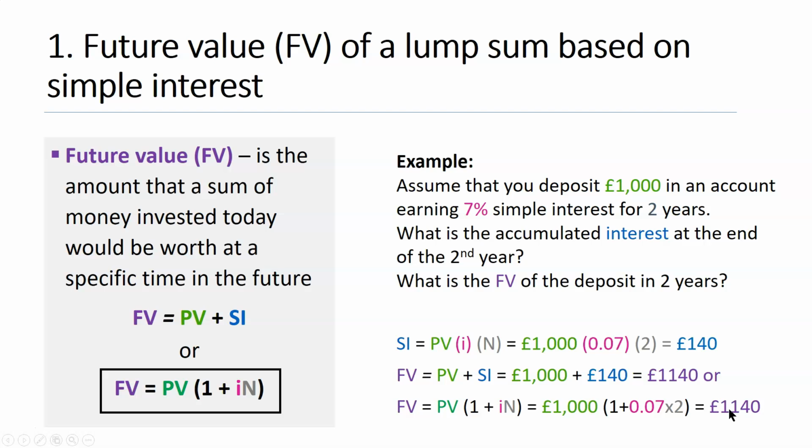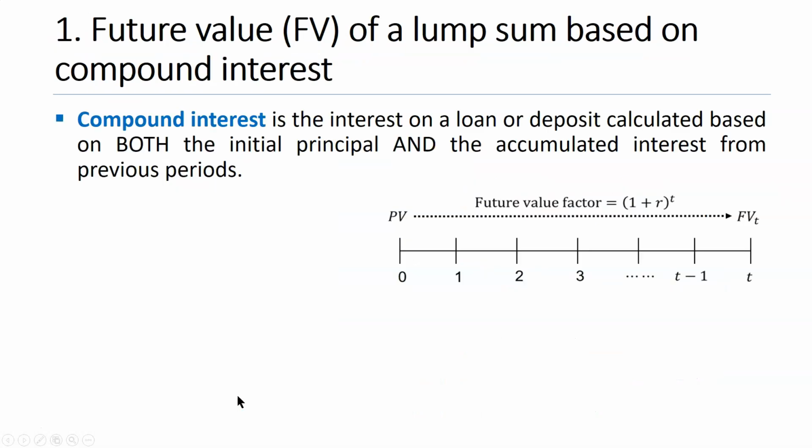This is what simple interest is. Simply take the sum, multiply by the percentage return times the number of periods. What is more important, however, is to understand how the compound interest works, because this is what is happening in reality in majority of cases. So as I mentioned already, compound interest is the interest on a loan or deposit, which is calculated based on both the initial amount, initial principal, and the accumulated interest.